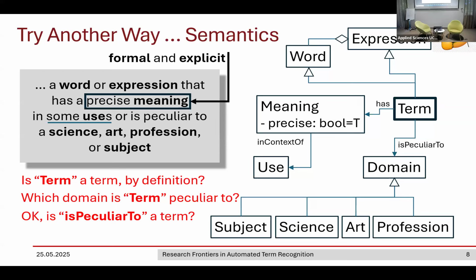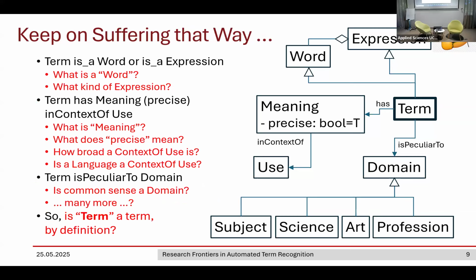No, what are the uses? That could be a problem. How it is related to a science and art or profession or a subject. That could be a problem as well. So I have quite a broad list of questions in this context, and therefore I would suggest that we keep on suffering that way. Let's look at the first thing. A term is a word or a term is an expression.